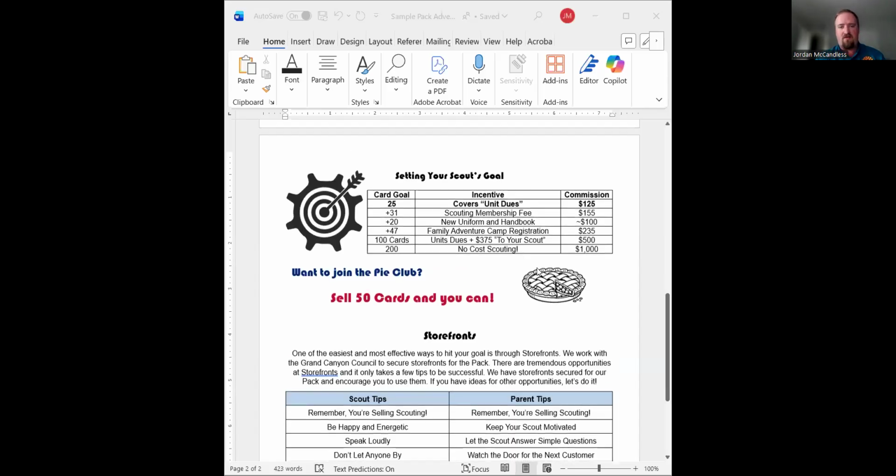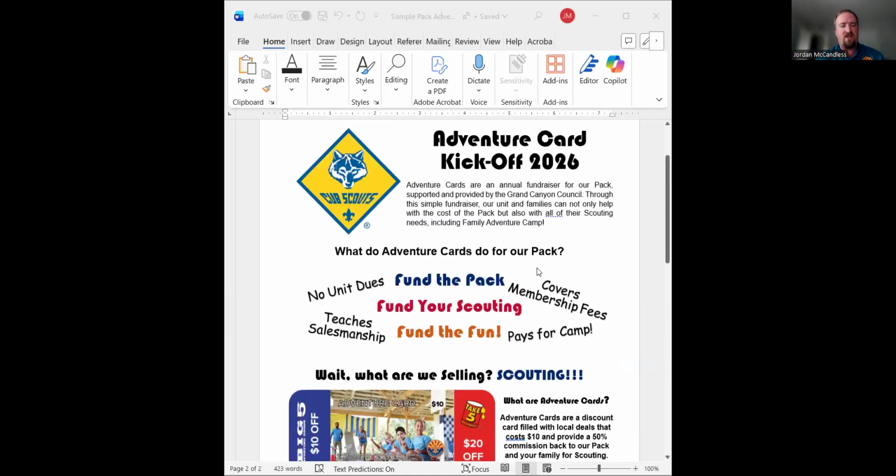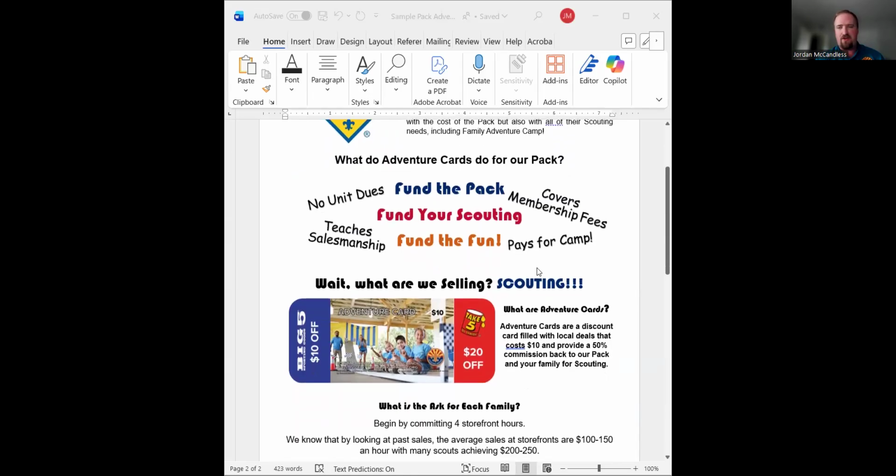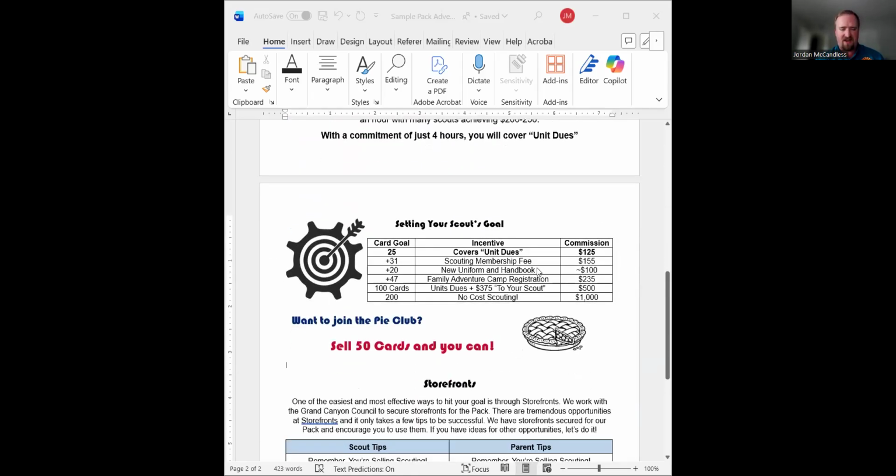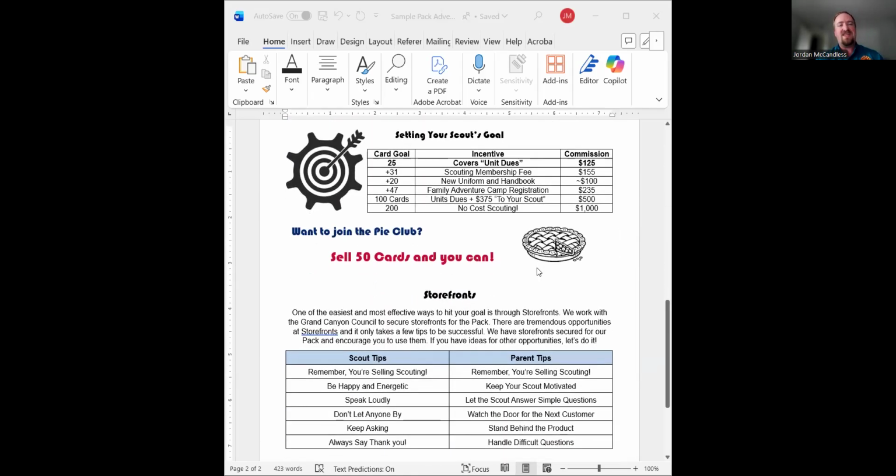And this is included as part of the unit's Adventure Card Kickoff flyer. You'll see they have a flyer they give out to their families that gives some general information about the Adventure Card campaign, but on the back side of the flyer, or page 2, they've included a table customized for their unit that lays out the different items that can be covered by Adventure Card money that is fundraised.